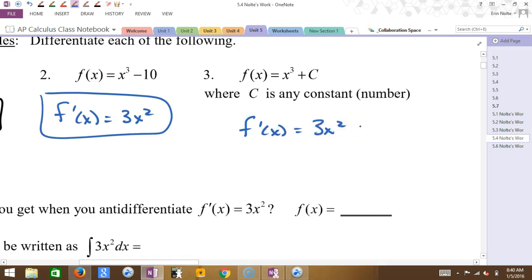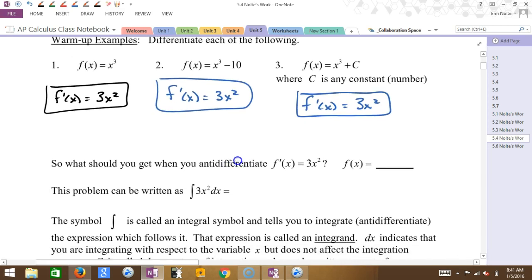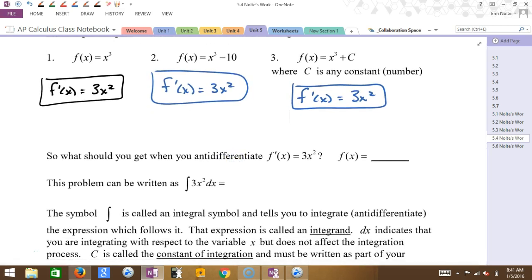Okay, so it is important that you realize that there should be some constant that could have potentially been derived that we're going to label C by definition. Okay, so C is going to be our constant that we don't know. Okay, so what am I going to put in that little spot there for f of x? Okay, so it would be x cubed, so the antiderivative is x cubed plus c.